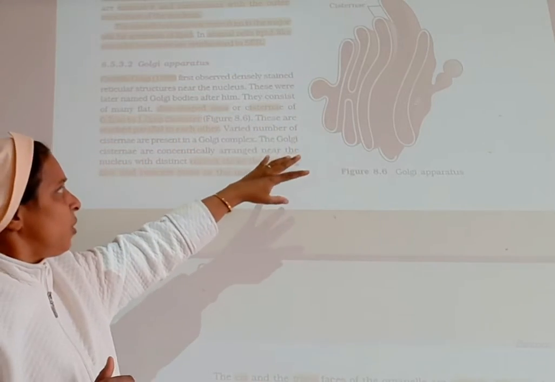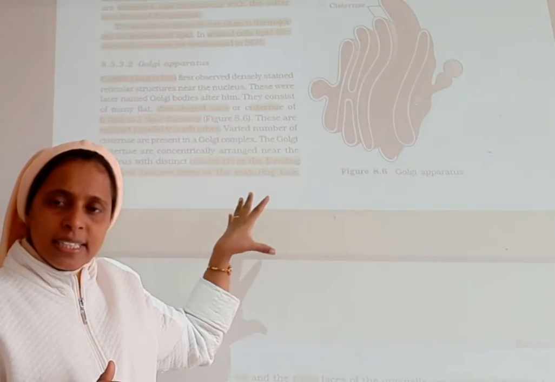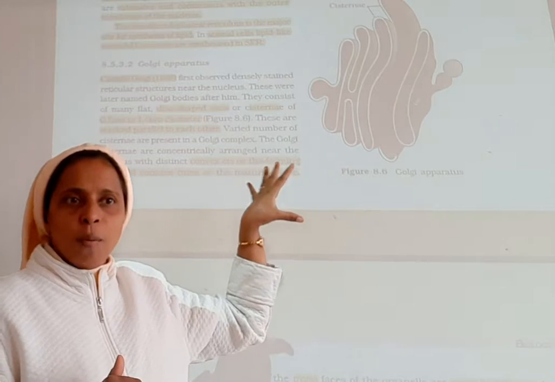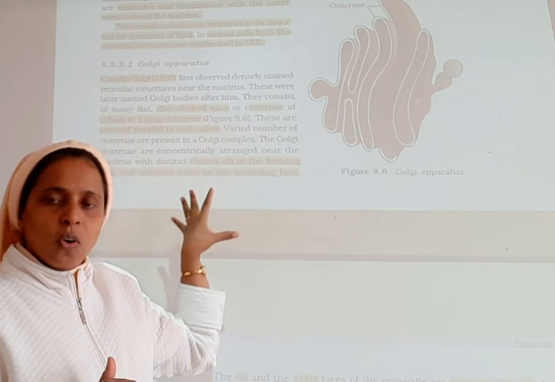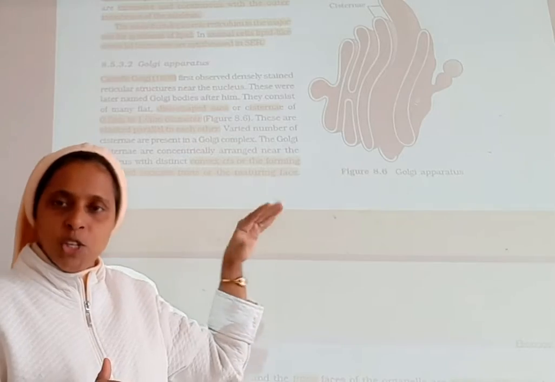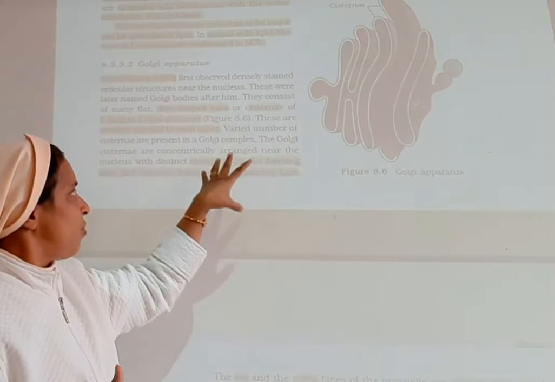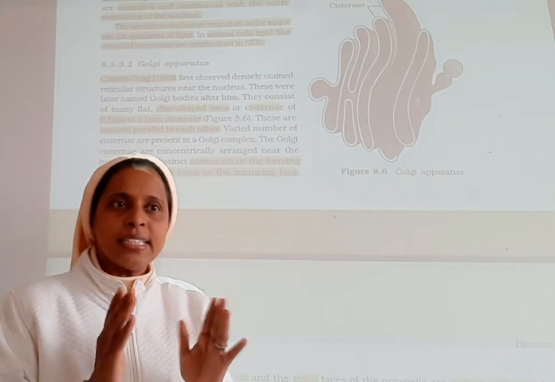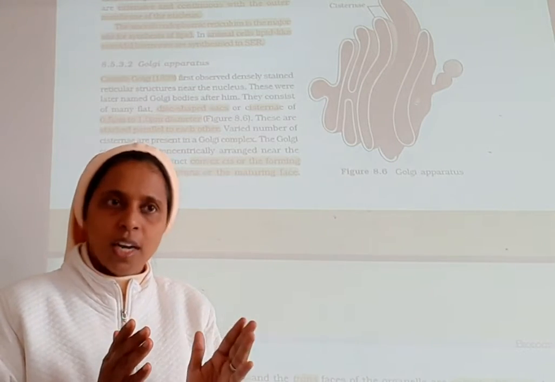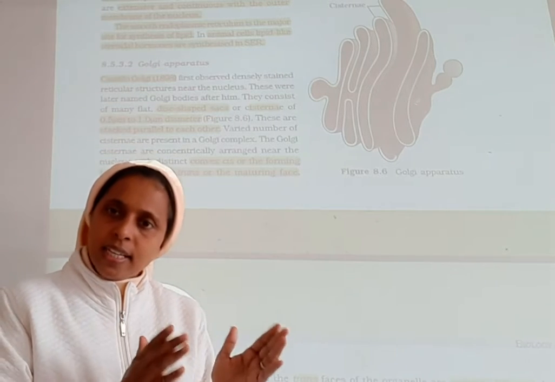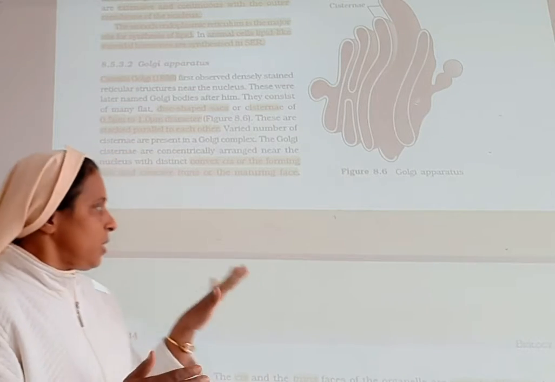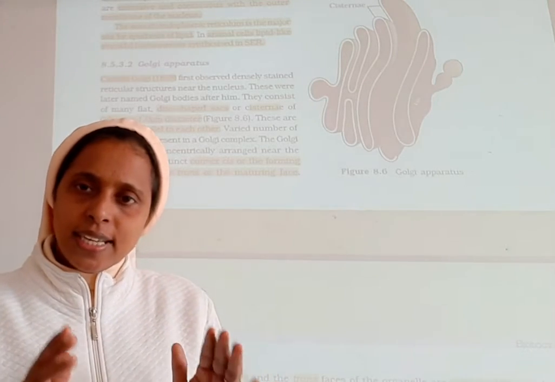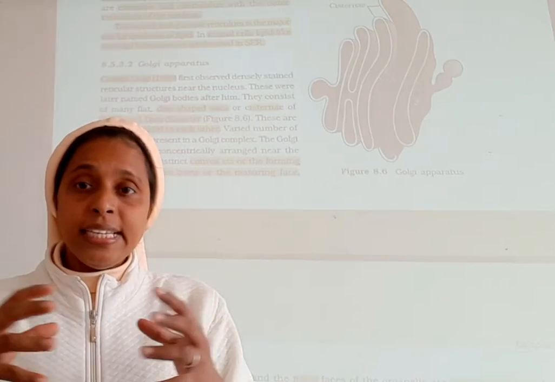Here two types of arrangements are there, that is cis and trans. Cis is convex and is the forming phase, while trans is concave and is the maturing phase. So these are the two types of arrangements of the cisternae, cis and trans. These cis and trans phases are entirely different, but they are interconnected.